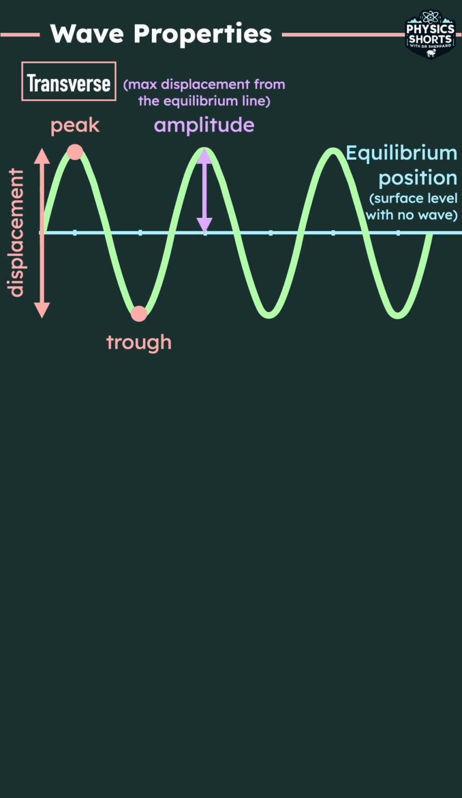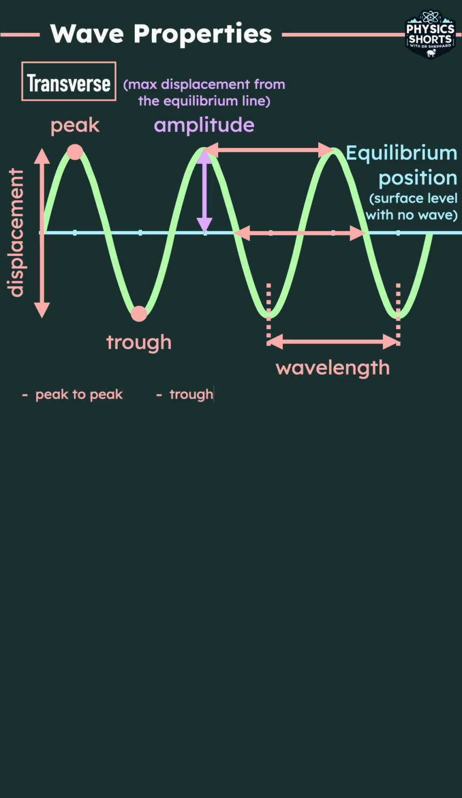And the last label to put on here is the wavelength. I usually draw it from peak to peak, but technically it is the distance from a position on one wave to the identical position on an adjacent wave. So peak to peak is fine.